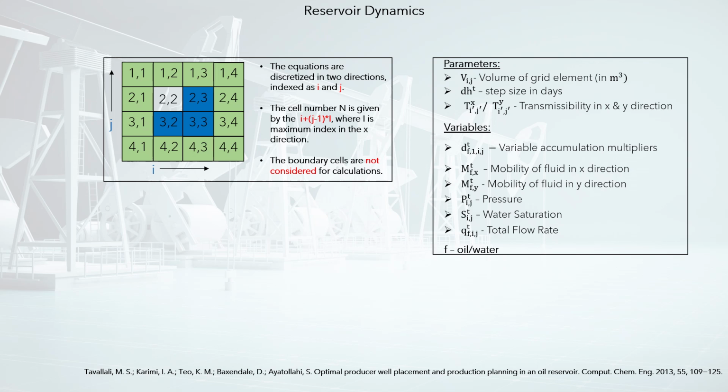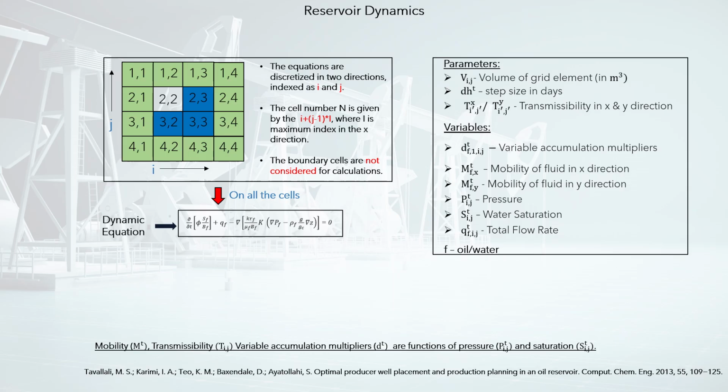The F subindex represents oil and water. As a result of the movements of oil and water in the reservoir, 2 balance equations must be satisfied, which determine the pressures and quantities of oil in each cell.